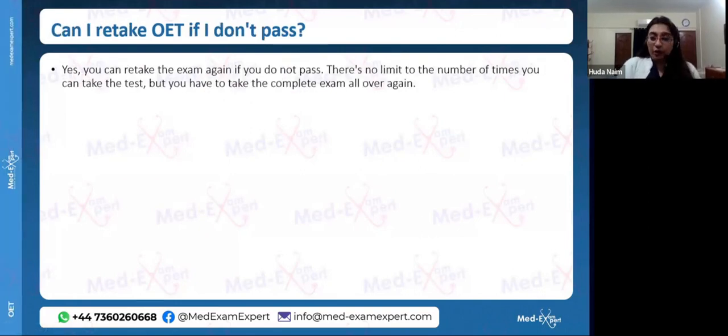Then another very common question that we get asked again and again on our forums is about the retaking of the OET exam if you do not pass a particular subtest. So there was a lot of speculation that like the IELTS, you will be allowed to give one subtest again if you do not pass one subtest. So if you do not pass any one subtest, you'll have to give the entire OET exam all over again.